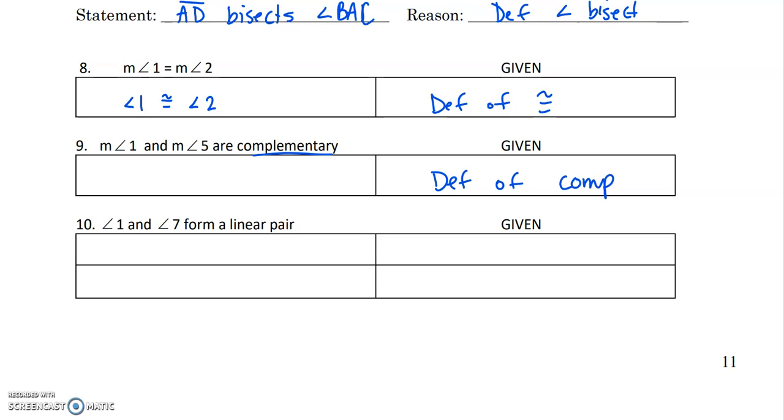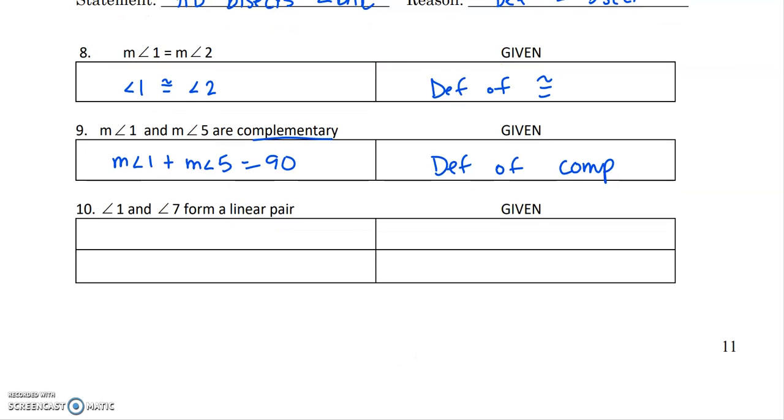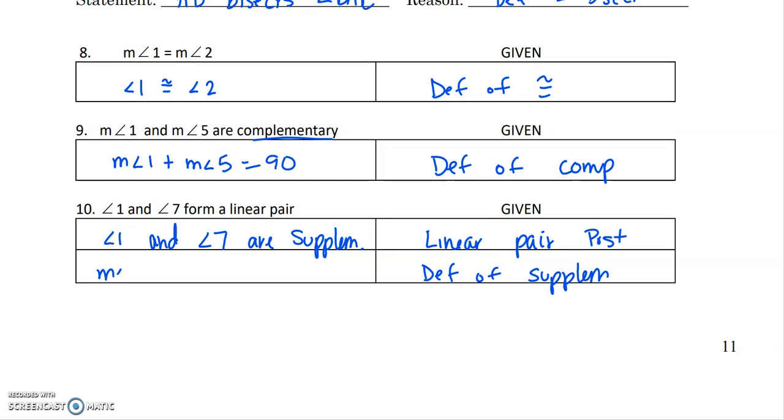Definition of complementary, which means that these two add to 90. So measure of angle 1 plus the measure of angle 5 equals 90. If something is a linear pair, then it is supplementary. Since we have two blanks, we'll go ahead and go to supplementary first with our linear pair postulate or definition. And that is angle 1 and angle 7 are supplementary. And then if something is supplementary, we can define that definition of supplementary and say that the measure of angle 1 plus the measure of angle 7 equals 180.